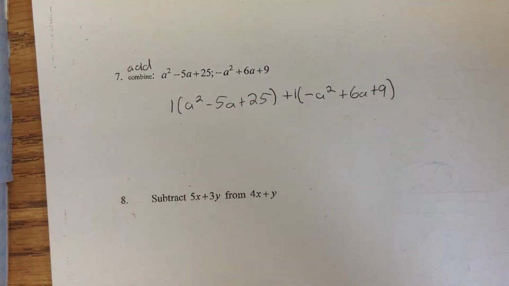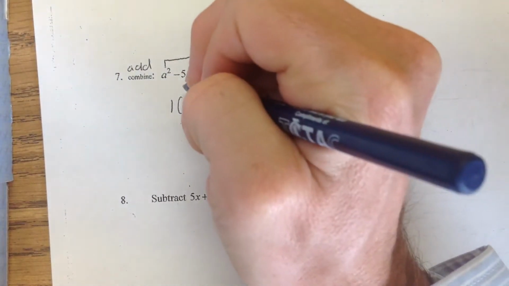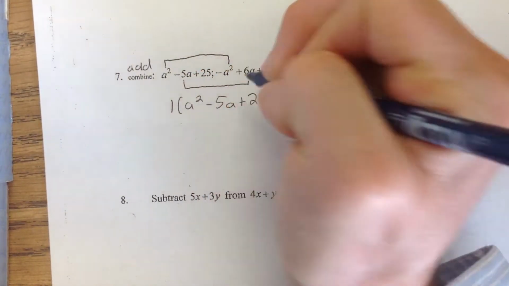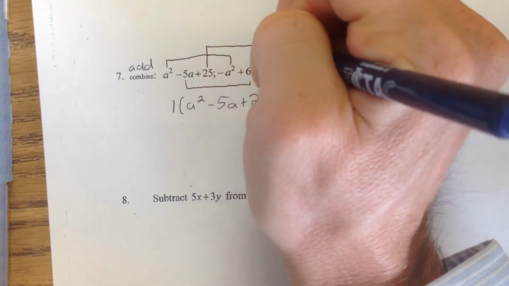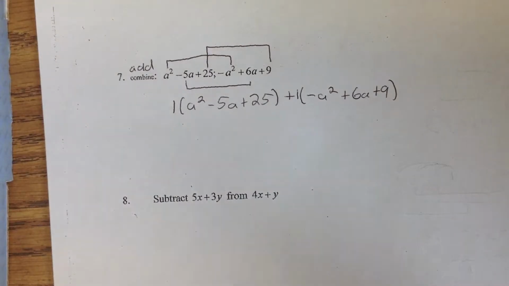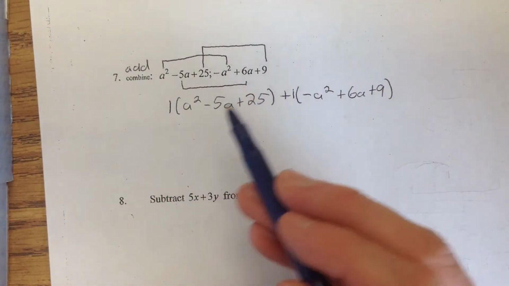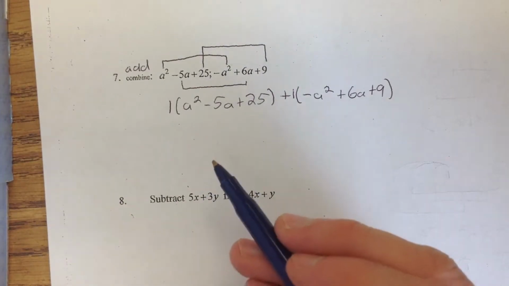The signs aren't changing. I could have just combined these right away and said, all right, I'm combining these two, I'm combining these two, and I'm combining these two. Now, if it was a subtraction problem, like the next one, that wouldn't be true. But for addition, because you're ending up with these positive 1s, the signs on these aren't changing, so we can kind of just combine them.